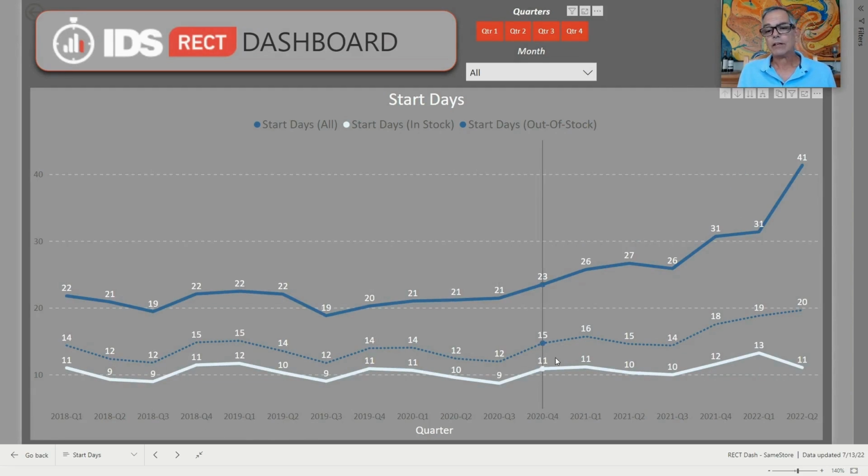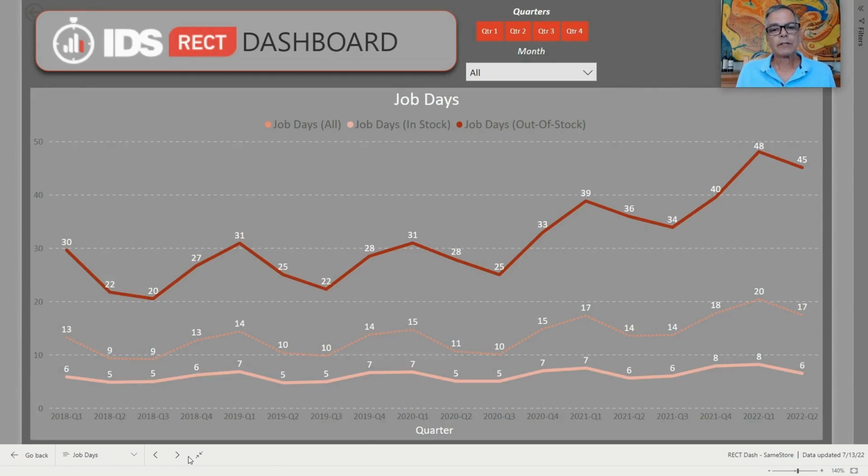And that dotted blue line in the middle again represents the average start days for all of the warranty work orders. And the fact that it's closer to the bottom indicates that fewer of the work orders were impacted. A fewer percentage of the work orders with warranty were impacted by out-of-stock parts because that average is much closer to the bottom. Now we're going to take a look at job days.